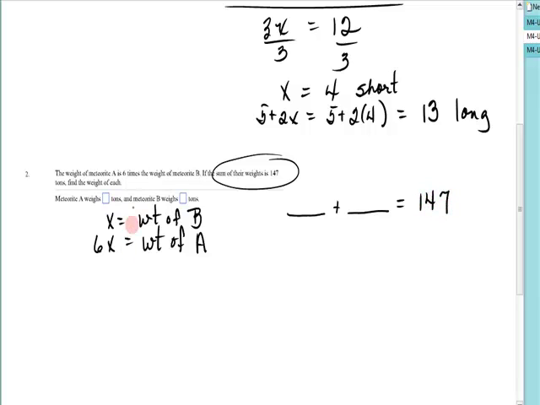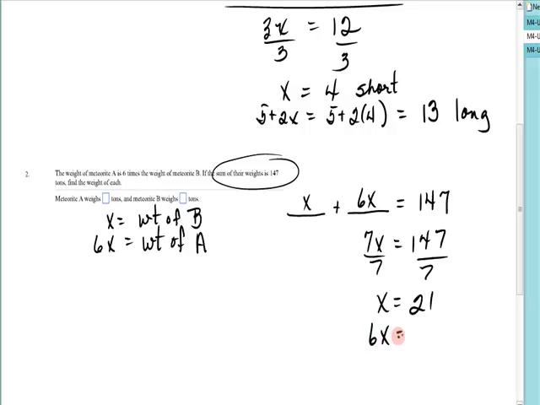So you're going to take the comparison and write the unknown expressions. Then you're going to look for the other fact, which in most of these problems is going to be about their sum. So x is one of them, 6x is the other one, and their sum is 147. That means 7x is 147. Divide by 7, x is 21. Now what did we just find? X is the weight of B.